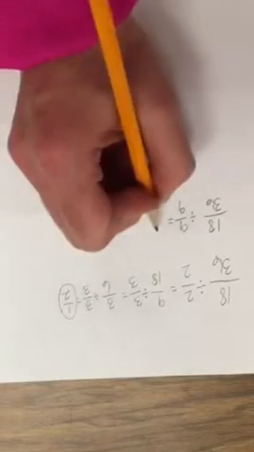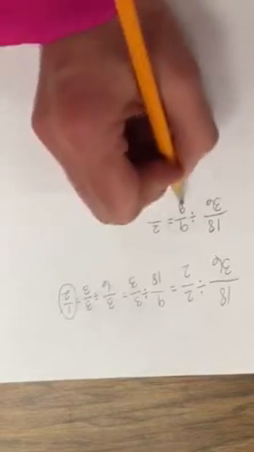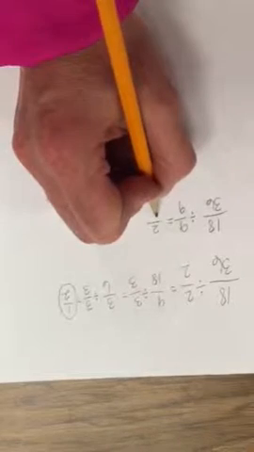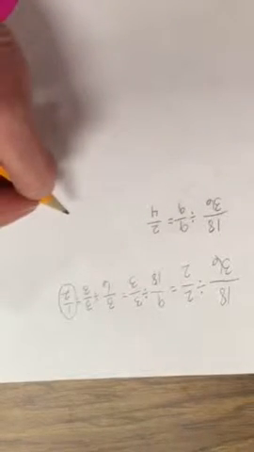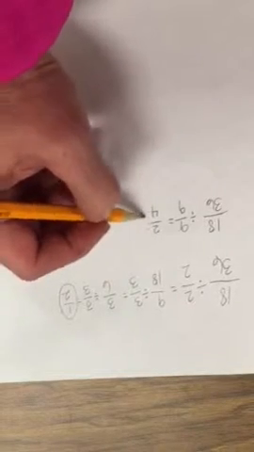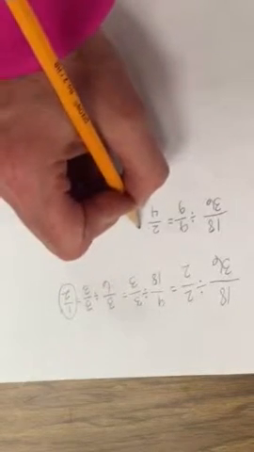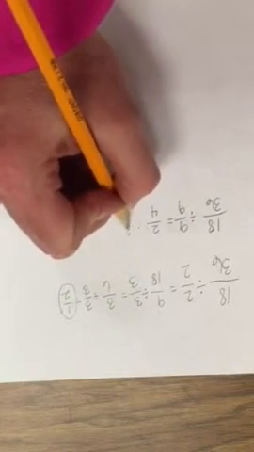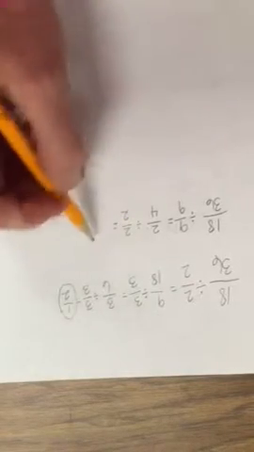9 goes into 18 2 times. 9 goes into 36 4 times. So I stop and look. Am I done? I have 2/4. I can't have two even numbers because those are still chubby. I'm going to divide both by 2.